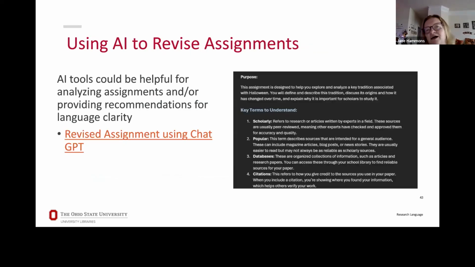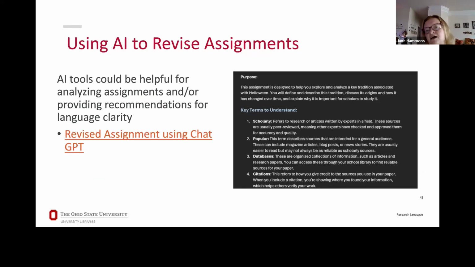This is a thing where I thought AI could be really interesting to think about how you might use this as part of the assignment. So I went to ChatGPT and I put that assignment in ChatGPT and I gave it a prompt saying, you're teaching a class for first-year students, and it's indicating that some of these terms our students are having trouble with. So can you revise this assignment, highlighting key terms and providing definitions for some of these key terms that students are having trouble with? So ChatGPT, this is what it had looked like.